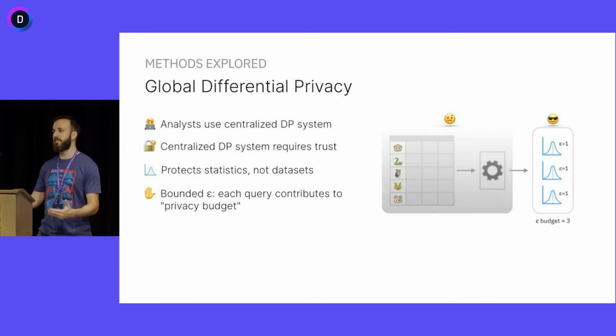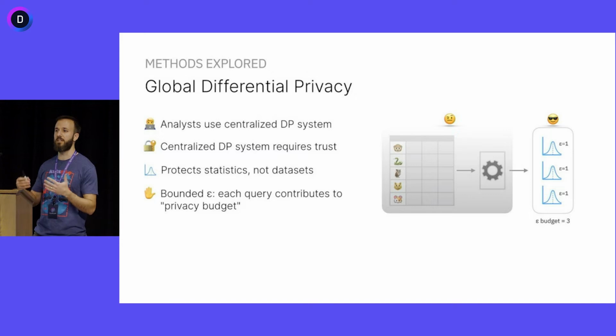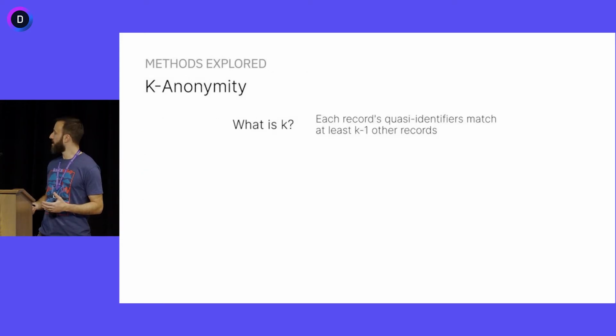So this implies that you need to have some understanding of what queries you need ahead of time. And this doesn't really work well for a lot of data analysts who prefer to use exploratory analysis to understand their data. And so the next method we looked into is k-anonymity.